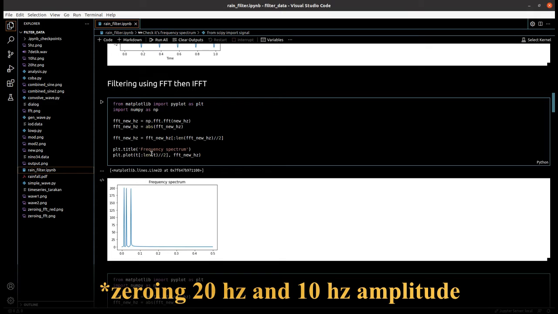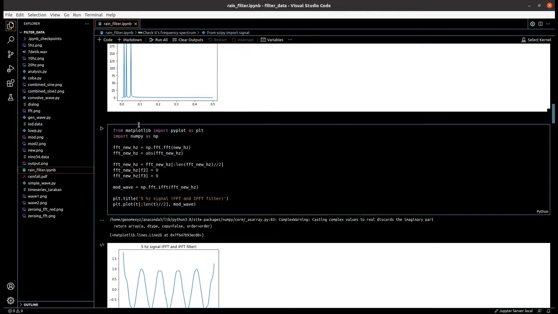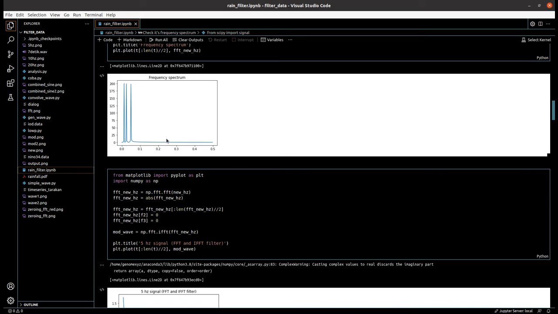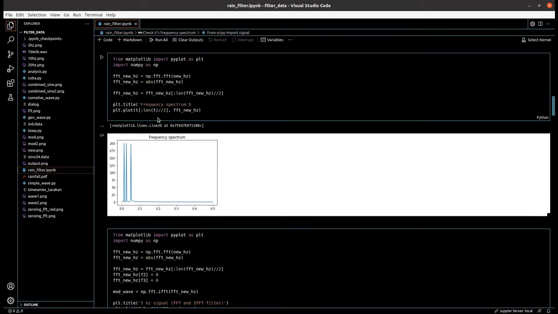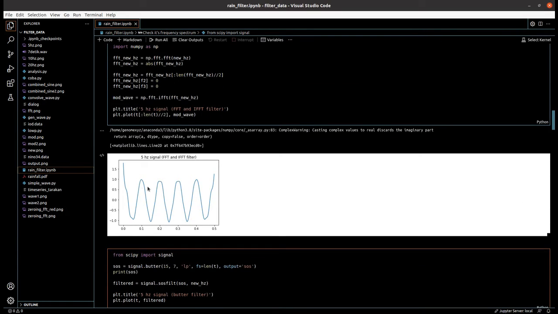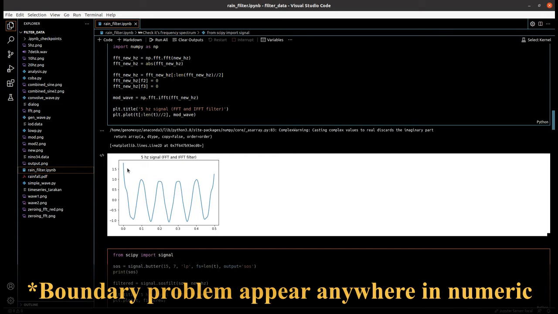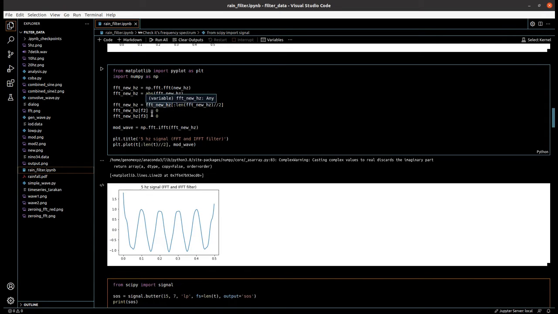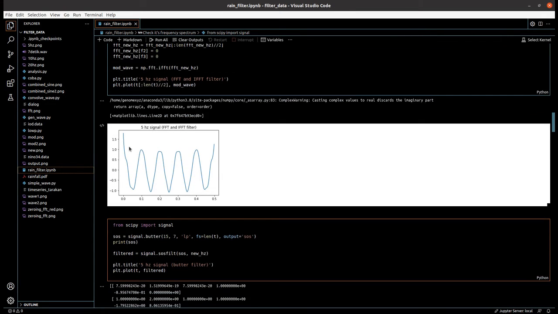So we will zero the 10 Hertz and the 20 Hertz, and the remainder will be 5 Hertz. After that, we do the inverse FFT, and this is the result. But as you can see at the boundary, the result is not too good, though it can be helped. The boundary problem arises in many cases, and the FFT is not an exception.